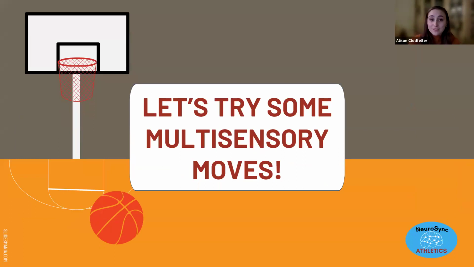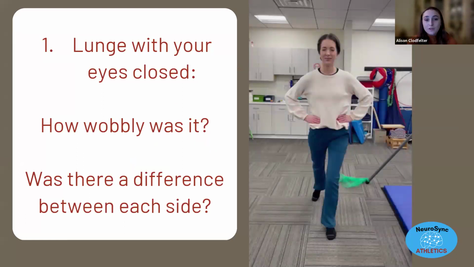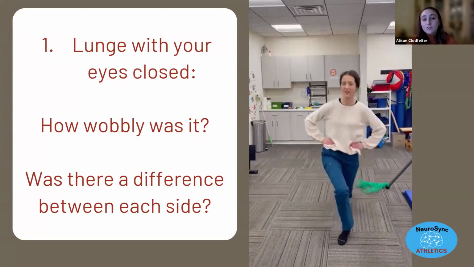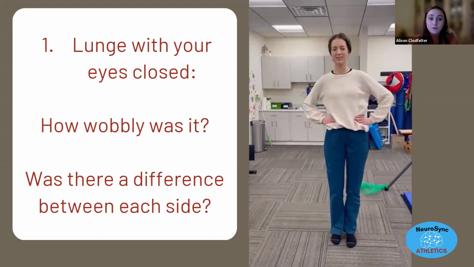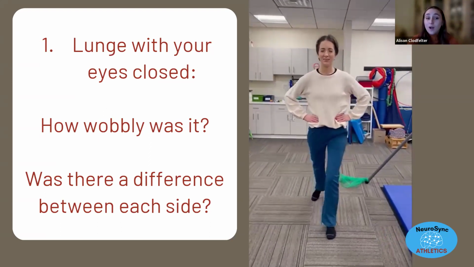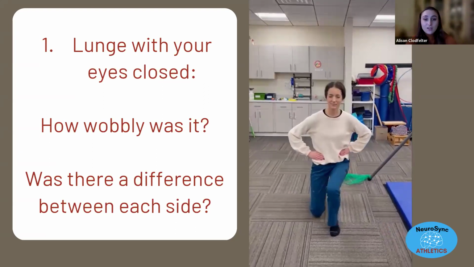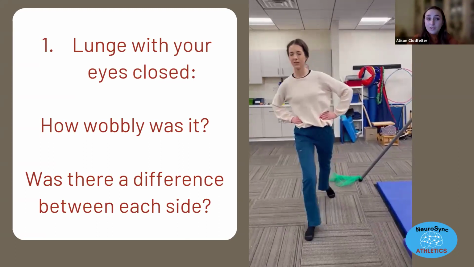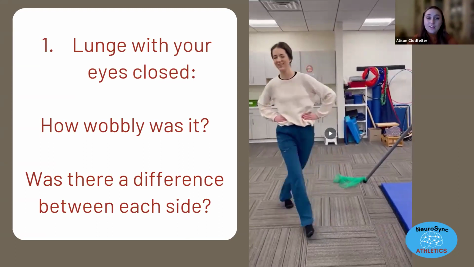Let's try some multisensory moves, everybody. So our first move that we're going to experiment is a lunge with our eyes closed. So go ahead and stand up and try this real quickly. How wobbly is it? As you're testing yourself, feel if one side feels different than the other, or if it's wobblier with your eyes closed versus your eyes open.